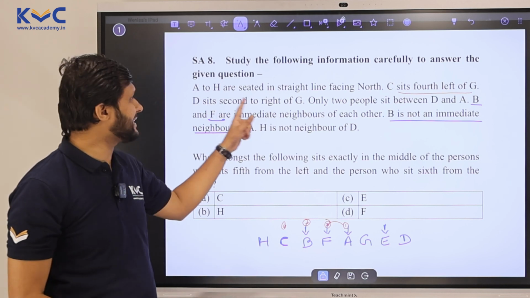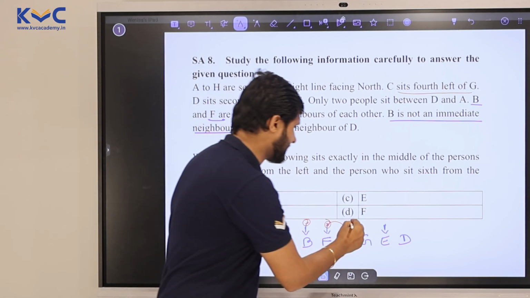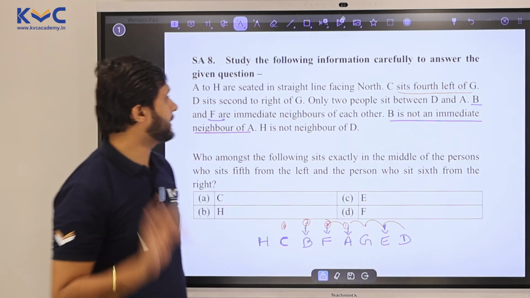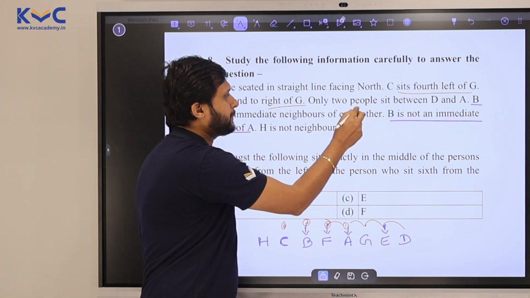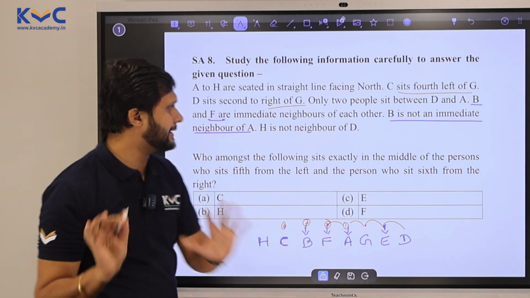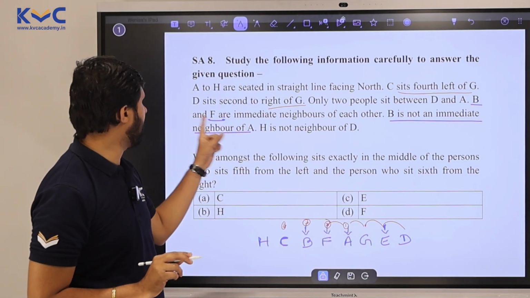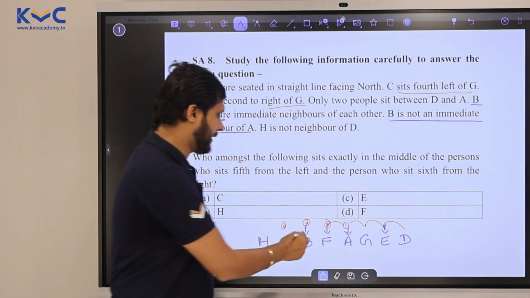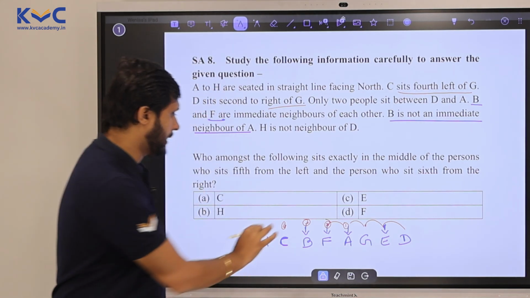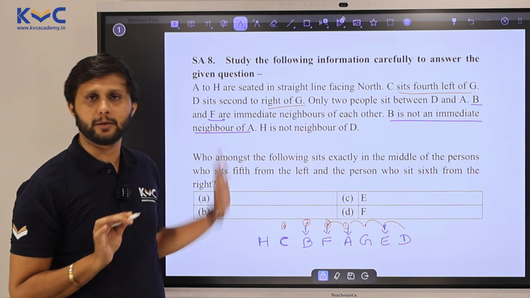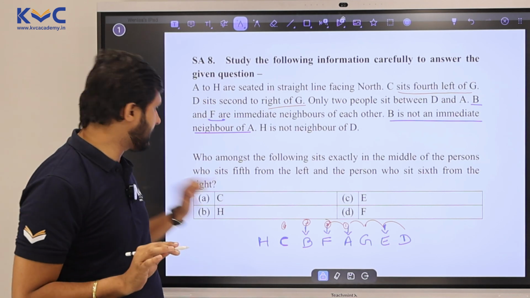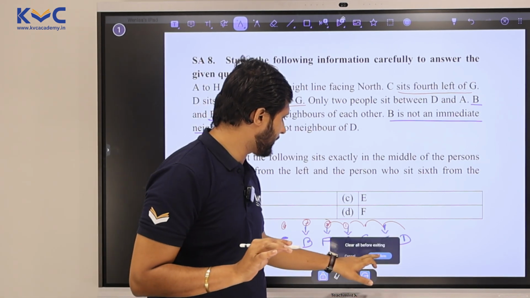D sits 2nd right to G. G is over here. 1, 2. Correct? That is also sorted. Only 2 people sit between D and A. So D and A, 2 people sit, satisfying. B and F are immediate neighbors. And they also said that B is not an immediate neighbor of A, which is also getting satisfied. H is not a neighbor of D, satisfied. E in the balancing space. So you have done this. This order is right. I'll just clear the extra notes that I was confirming with.